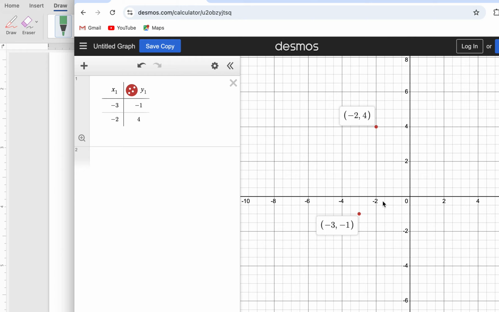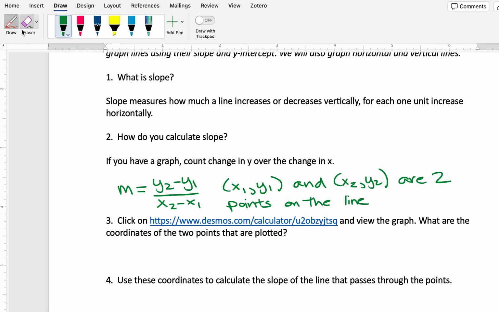So the first point here is -3, -1. X is the horizontal axis, and so we are going to -3 in the horizontal direction and then down 1. Y is the vertical axis. Our second point is -2, +4, and so that's right here. So those 2 points, I'm going to type the coordinates in here. That was -3, -1. And -2, +4.